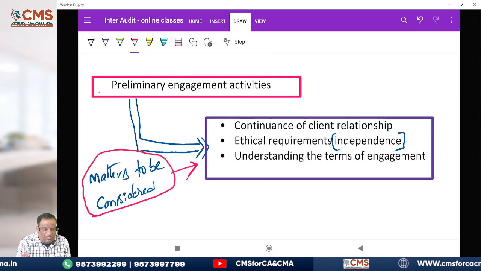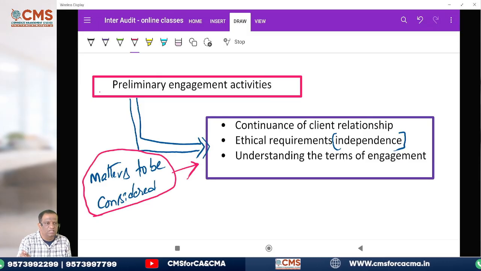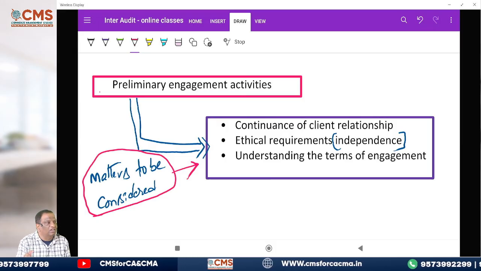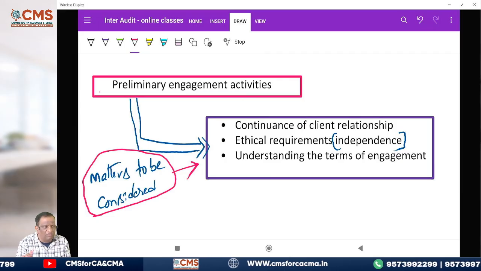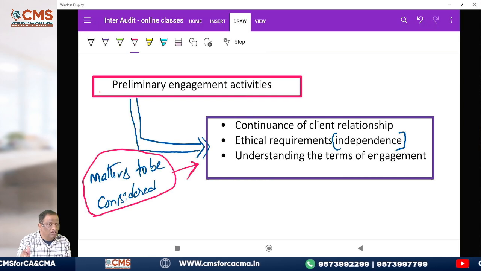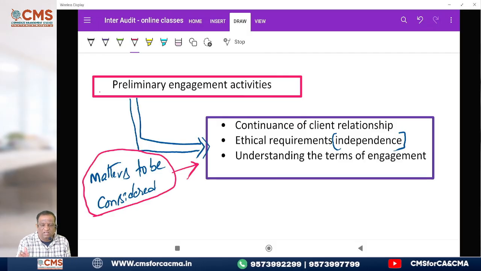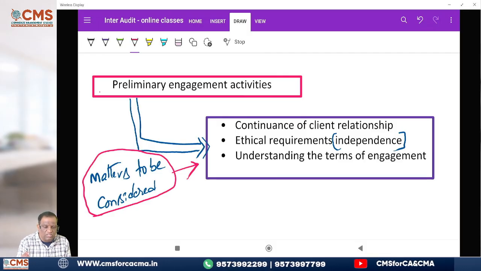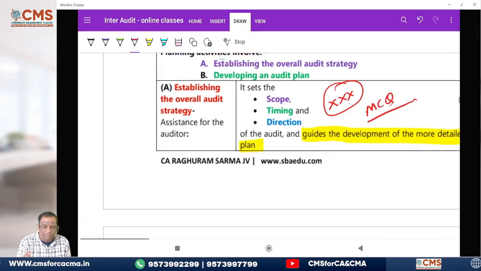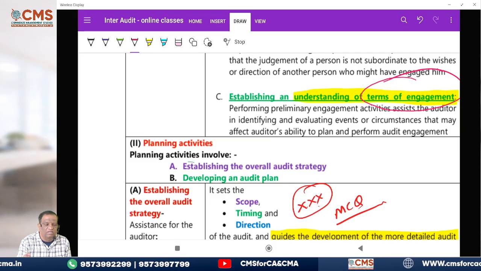To give a brief about it so that you don't have to read the lengthy one: what matters will be considered here? Continuation of client relationship. That is, should I continue with this client? Is it safe to continue with this client? You will also consider any change in the ethical requirements, because last year you were independent, but any changes may have happened. Maybe one of your family members got married to the client's family, or your relatives' investment has gone up by more than 1 lakh. Are there any such deviations? You recheck, and also understand the terms of engagement. So these are called preliminary engagement activities, which the auditor performs. Based on that, you then prepare your planning activities.